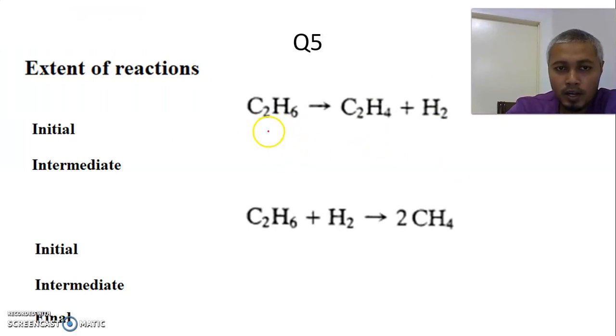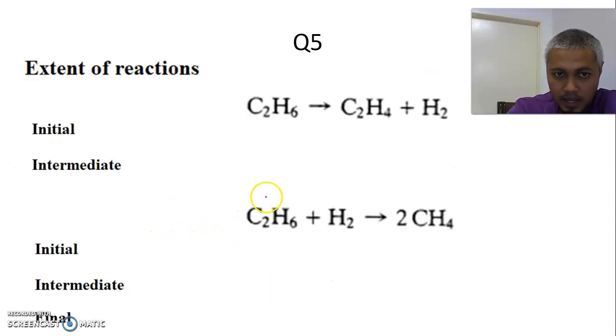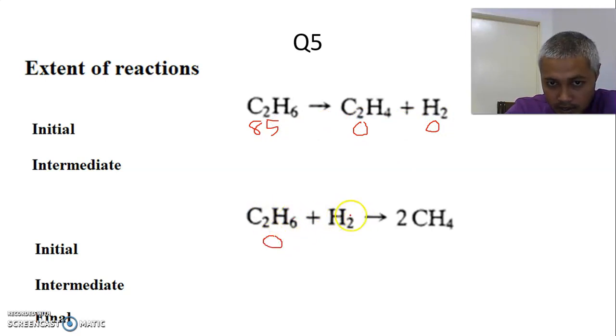we need to use the information given in the question, where previously we know that we have 85 mole percent, or it is equivalent to 85 mole, right? Because we assume 100 mole feed basis. So here the initial value is 85 for this one, and then 0 for C2H4, 0 for H2, 0 for CH4. This is the second reaction, right? Initially we only have 85 mole of C2H6.